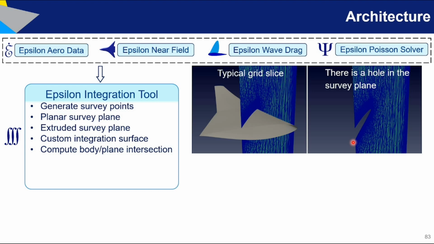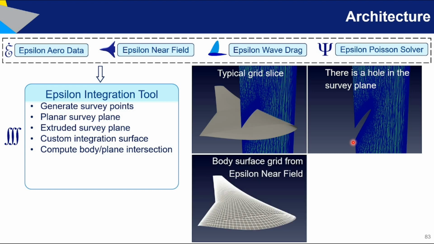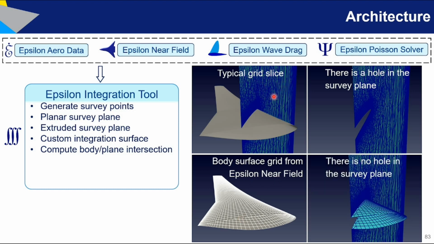So in order to cope with this problem, we were experimenting with this feature. Basically, we add the geometry that's generated in Epsilon near field, and this geometry is also sliced with this plane function, and the upstream part of the body is included into the survey plane, so we have filled this hole here with the geometry. And this has proven to be quite useful to obtain proper exergy values.